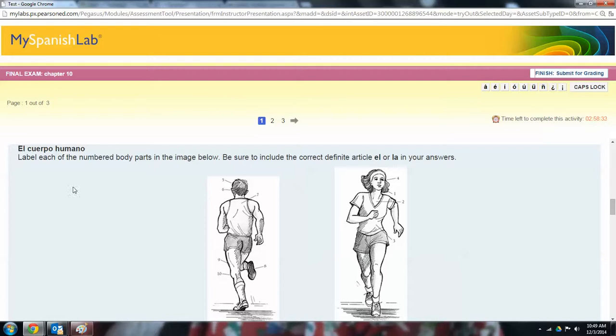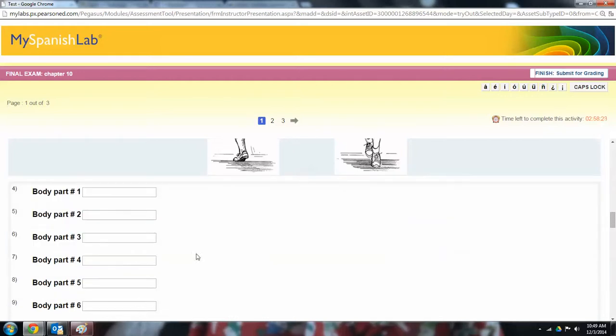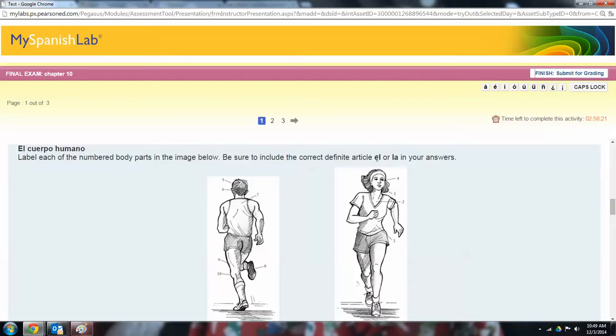Okay, so down here, label each of the numbered body parts in the image below. So you just look at numbers 1, 2, 3, etc., and write what body part it is. Make sure you include the correct definite article, el, la, los, or las in your answer. So you can't just say head. You need to say the head, etc.